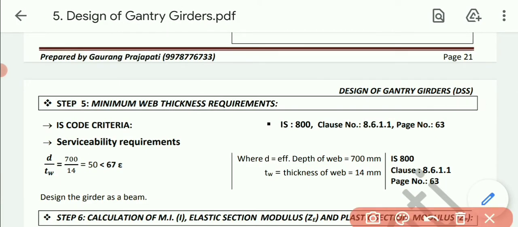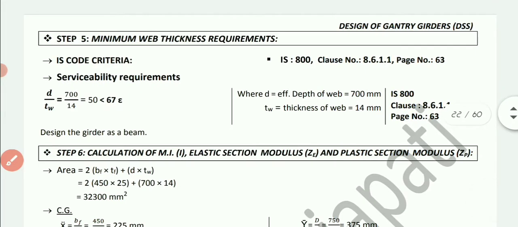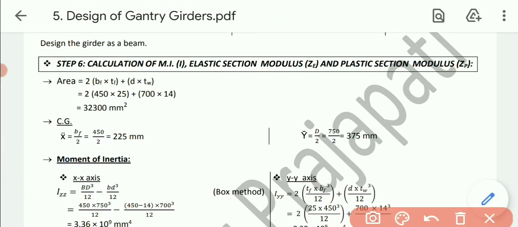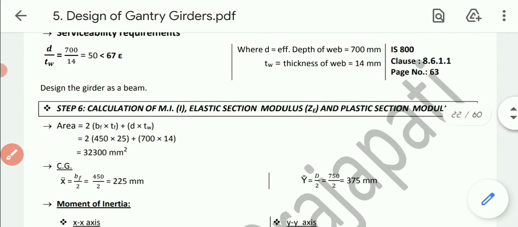So right now d by tw ratio is 50, less than 67 epsilon, and the condition is getting satisfied, so I can say design the girder as a beam. Now step number 6, that is calculation of moment of inertia, elastic section modulus and plastic section modulus. We are going to use all these 3 parameters in the coming steps of the check. So for that, we need to carry out all these calculations.